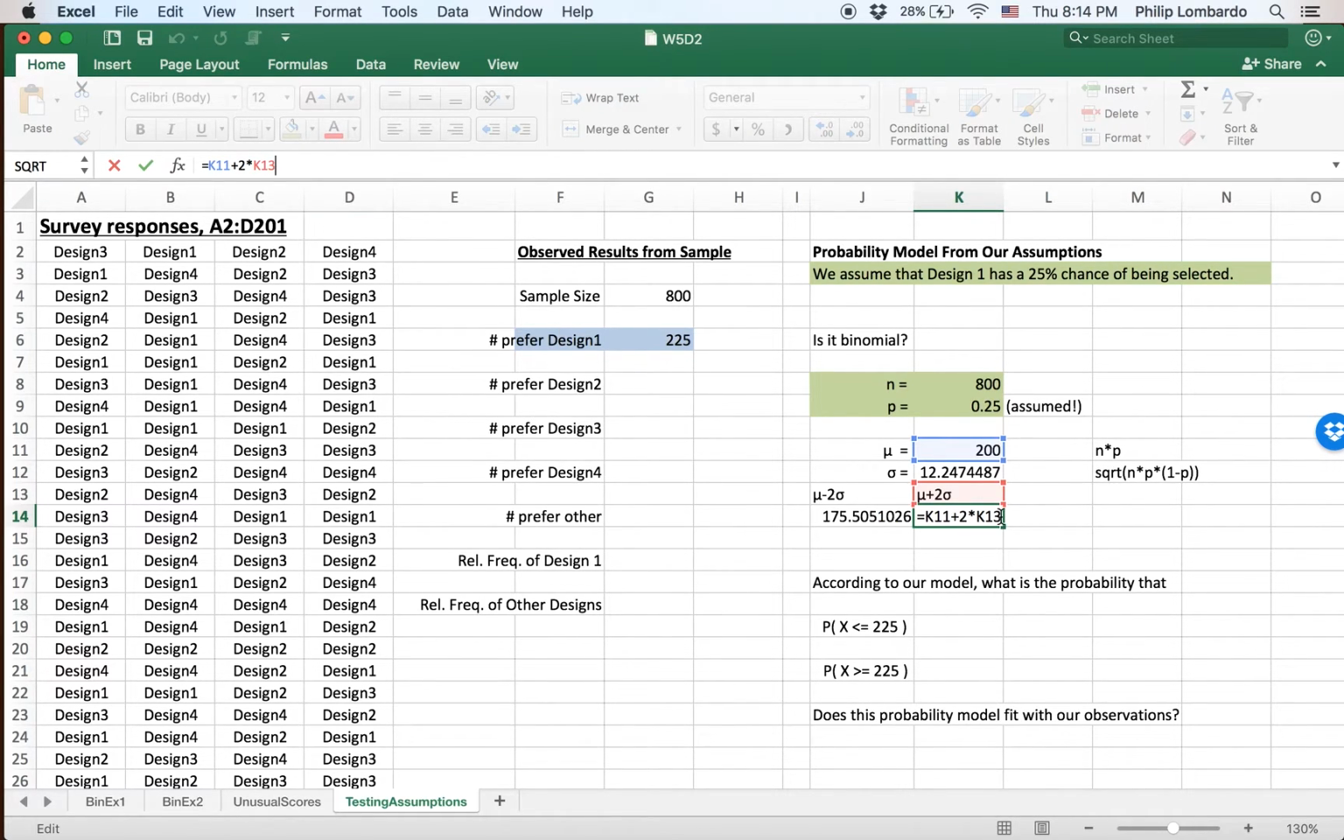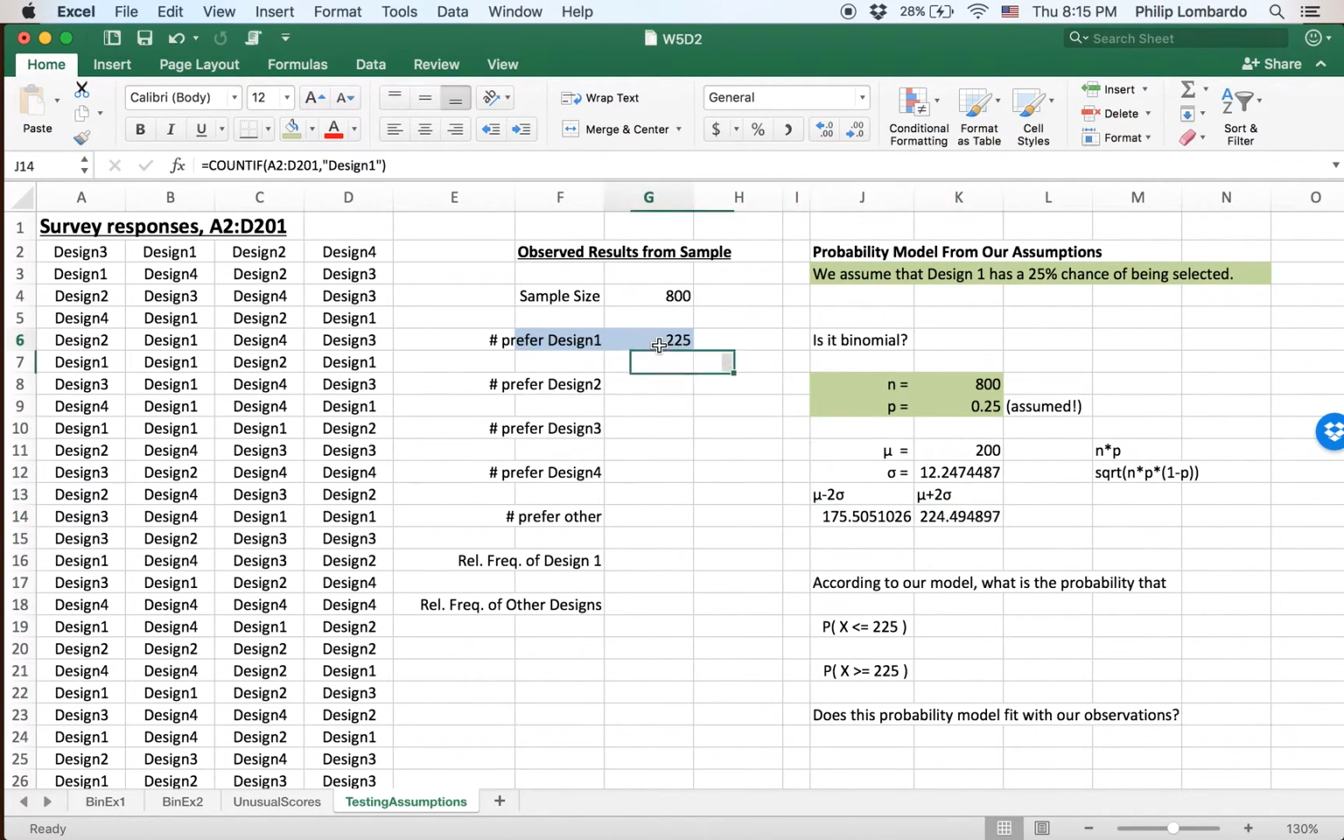Wrong cell reference. This should be K12. There we go. And so the usual range of scores should fall between 175 and 224. So with a count of 225 preferring design 1, we are really right on the edge of this usual range of scores. Okay?